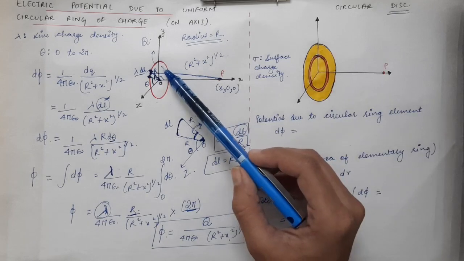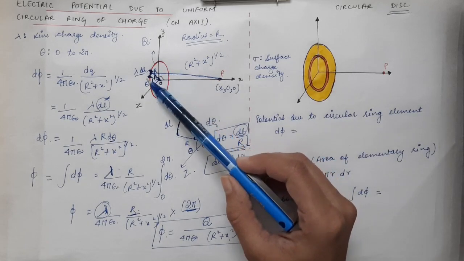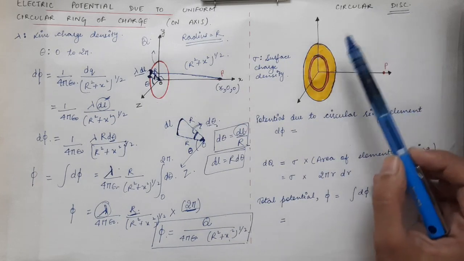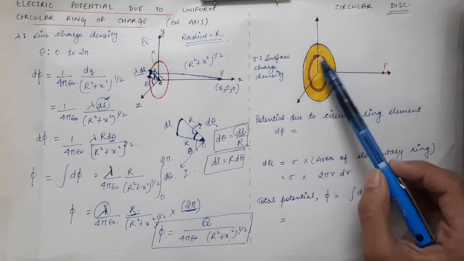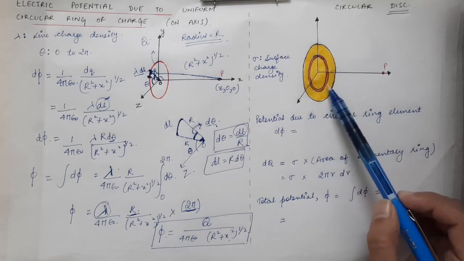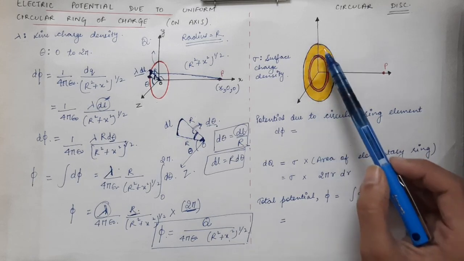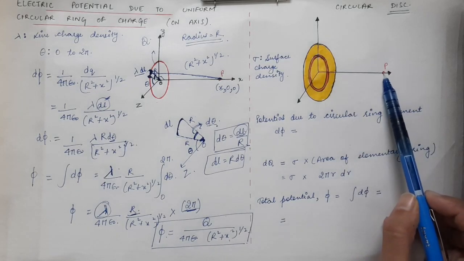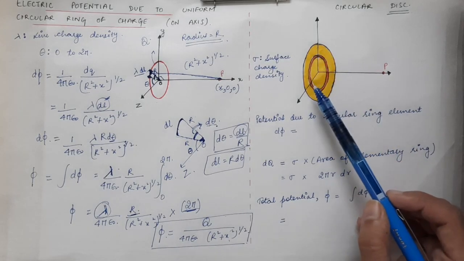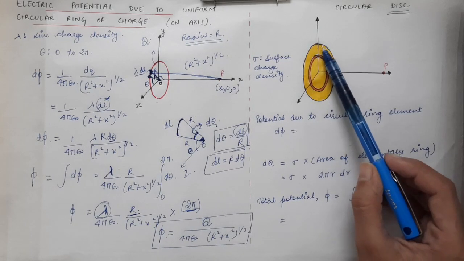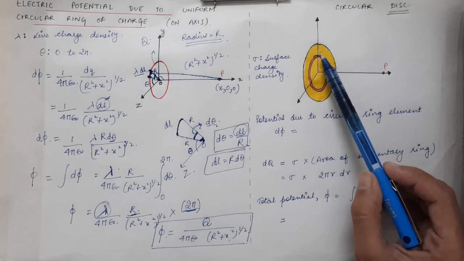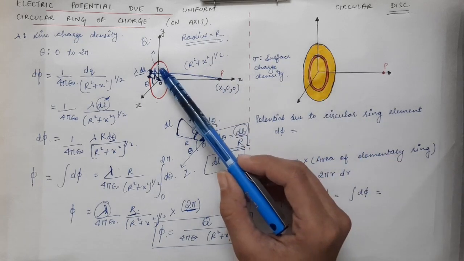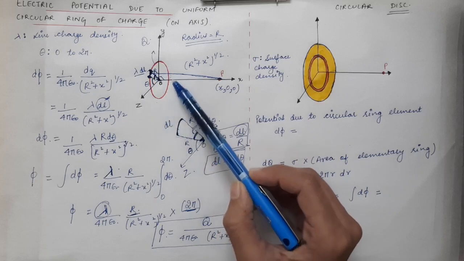In the case of the circular ring, we had charge present only on the circumference of the circle, whereas in the case of the circular disc, the whole inner surface will be charged. So we have to take into account the whole surface of the circular disc, and find the potential at point P due to this system of charge. In the circular disc the charge is distributed on the surface, whereas in the previous case it was distributed on the circumference.